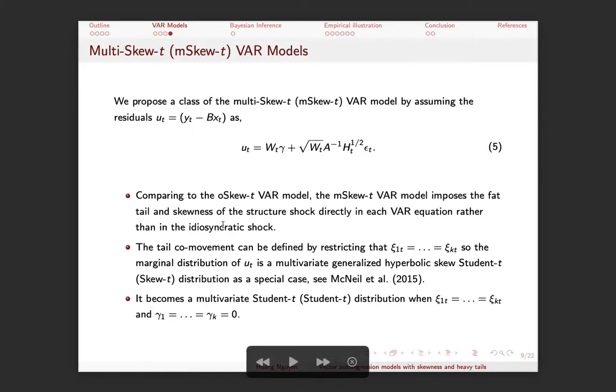And we also have the tail curve movement by restricting all the mixing variables equal to each other's, that make the marginal distribution of UTs a multivariate generalized hyperbolic skew Student-t distribution as a special case. And it also becomes a multivariate Student-t when all the mixing variables are equal to each other and the gamma parameters for the skewness equal 0.